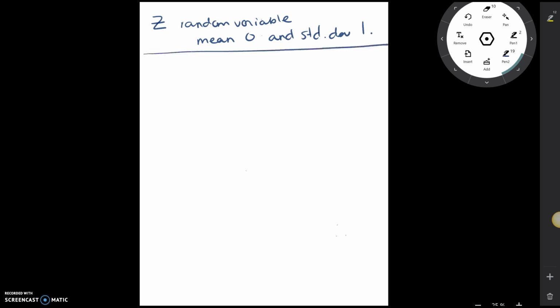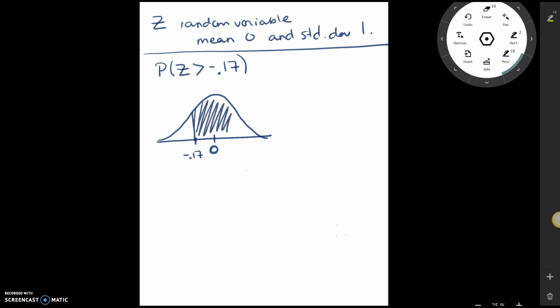So suppose we had the question and we wanted to find the probability that z was greater than negative 0.17. So how could we do this? Well, for any of these problems, you're always going to want to start by drawing the normal curve. So we draw our curve. Since this is a standard normal curve, we know it is centered at 0. So that tells me that negative 0.17 is somewhere down here. And remember that probabilities correspond to areas under the curve. So in other words, I'm looking for this area right here.